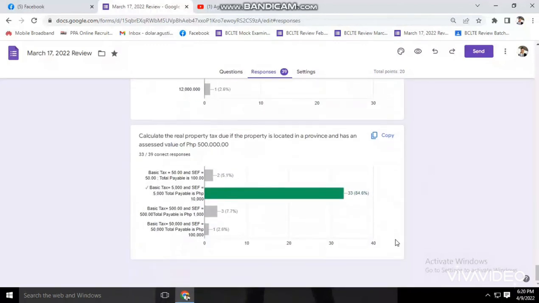How about this one? Calculate the real property tax due if the property is located in the province and has an assessed value of 500,000. So, tapos na pong kwentahan yung fair market value at saka assessment level. In fact, meron na siyang assessed value. At ang tanong, magkano yung real property tax? So, ang kukuwentahan natin dito ay yung basic property tax at saka ang kanyang special education fund. Pag ang RPT computation is nasa province, it is expected na 1% po yung basic tax rate at fixed rate na 1% for SEF. So, 500,000 times 1% equals 5,000, and another 1% of 500,000 for SEF is 5,000. So, ang total payable niya is 10,000. And 33 of them answered correctly.